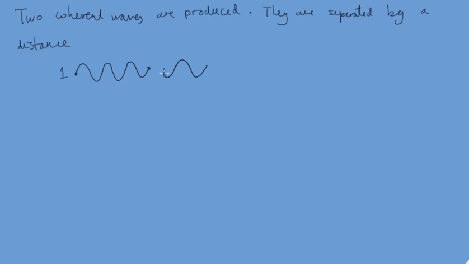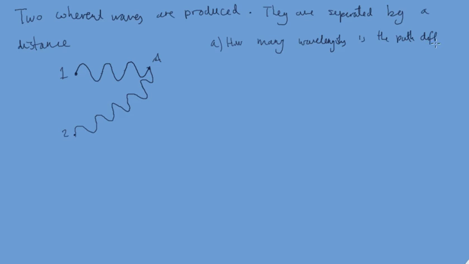Let's just get rid of that, and let's check it's 3. 1, 2, 3. And source 2 down here: 1, 2, 3, 4, 5. And this is point A. Consider the wave from point A. So if you're looking at point A, and it's horizontal to point 1, firstly, how many wavelengths is the path difference at A?